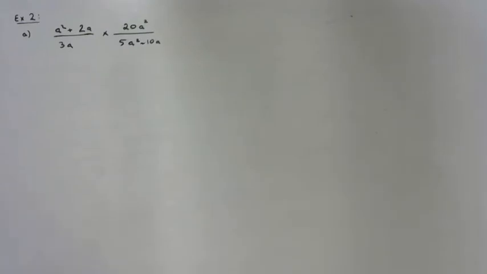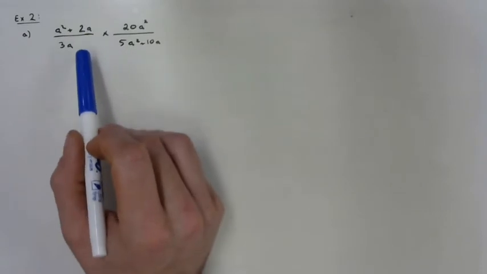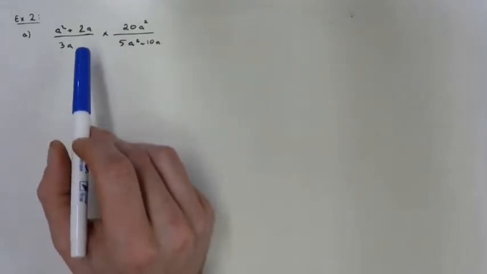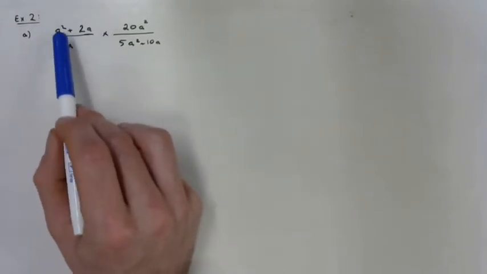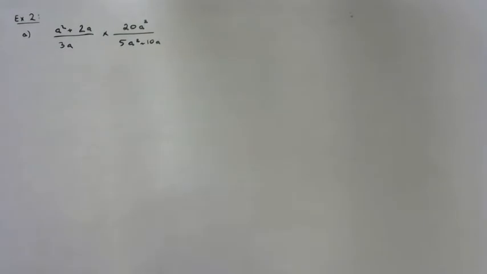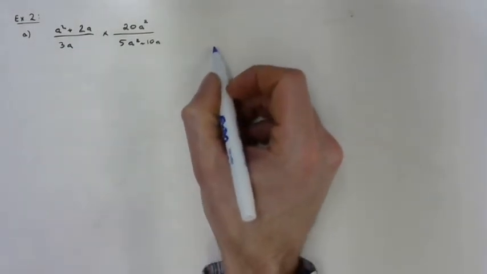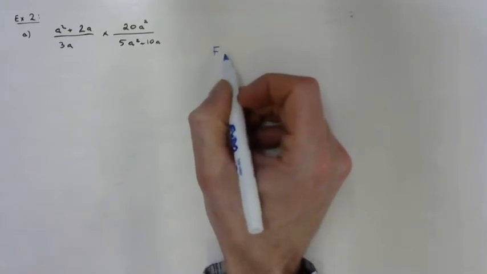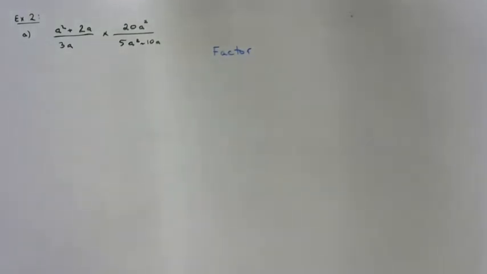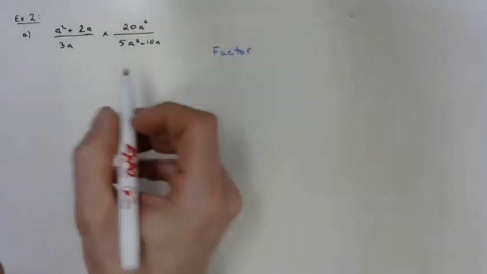In example 2, we have a similar situation. We're multiplying rational expressions still, but this time they have polynomials. There's not just one term in the numerator. You have a binomial here and a binomial down there. When we come to something like this, the first thing that we're going to want to do to try and simplify things is that nice word that starts with an F. Factor. Factor, factor, factor. So factor wherever it's possible to factor.